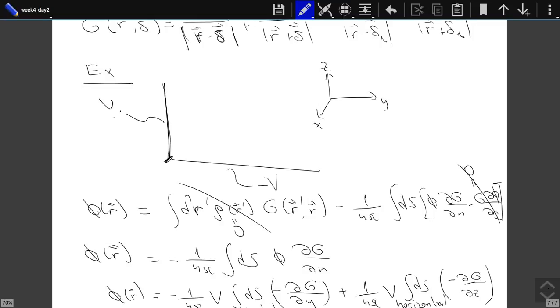So that's kind of the nice thing about the Green's theorem. You don't need to worry about complicated boundary conditions. Just take the 0 boundary condition and put a point charge. If you solve it, then you can write down as an integral the solution of an arbitrary boundary condition.